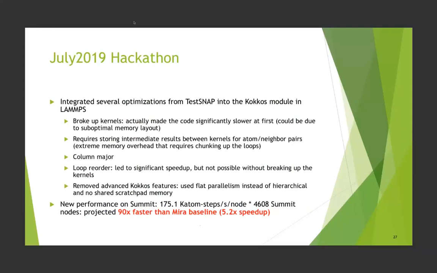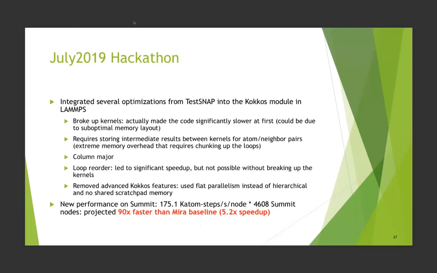And so I broke up the kernels, and as Rahul mentioned, this led to a lot of memory increase, and it actually made the code slower at first. It's possible that this was due to a suboptimal memory layout. So as Rahul mentioned, typically on GPUs, you want a column major, or what Kokkos calls a layout left. This is actually not true if you're using hierarchical parallelism. So it wasn't that we had never tried that or thought about it, but because we were using hierarchical parallelism, we needed a layout right, or row major, to get the optimal performance. And so when we broke up the kernels, that changed.